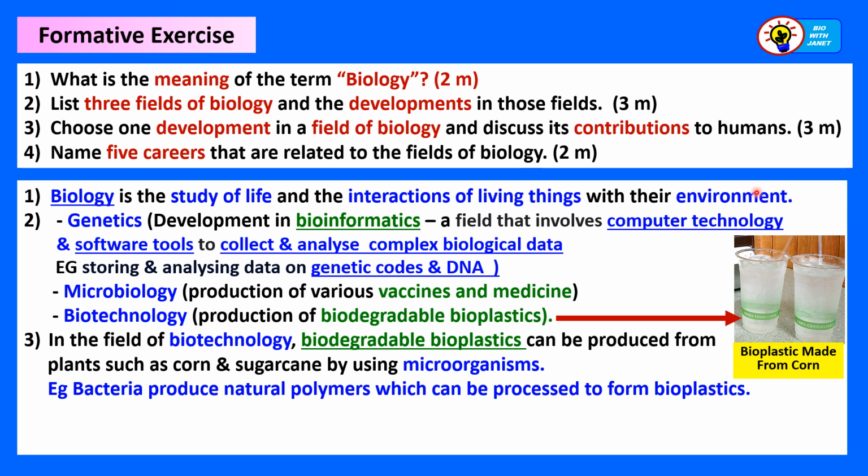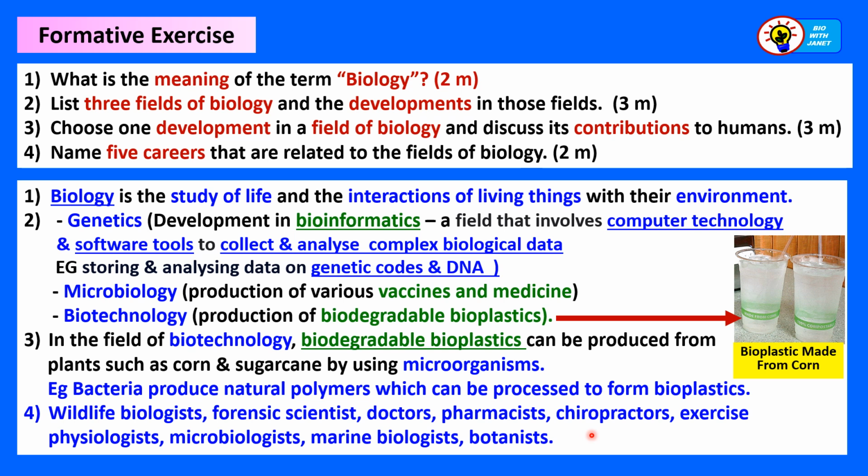Now, fourthly, name 5 careers that are related to the fields of biology. Examples are wildlife biologists, forensic scientists, doctors, pharmacists, chiropractors, exercise physiologists, microbiologists, marine biologists, and botanists. If you are choosing one of these careers, you also have to balance it with whether it's in demand in the world today, and also whether you can earn a living out of it. You have to take into consideration whether the job will be in demand in the years after.